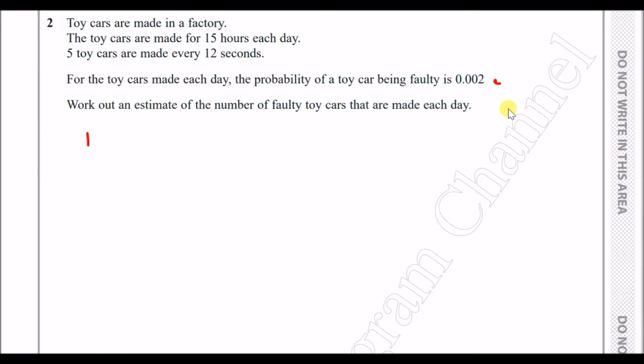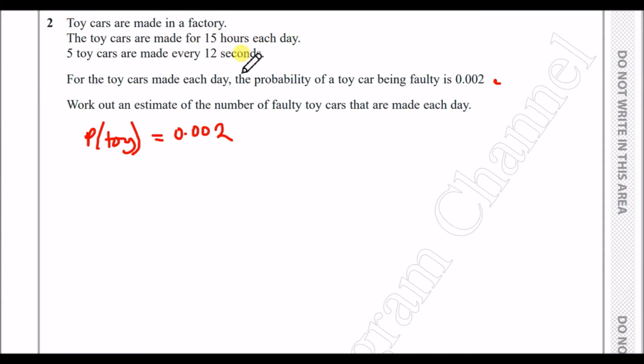So you can say here, probability of a toy car being faulty is 0.002, and you're making 5 cars every 12 seconds, okay? So it's going to be 5 times this value for faultiness, yeah? And how many cars are we making each day? The toy cars are made for 15 hours each day.